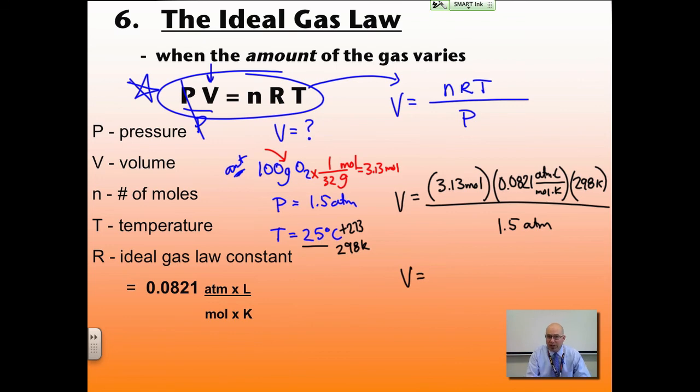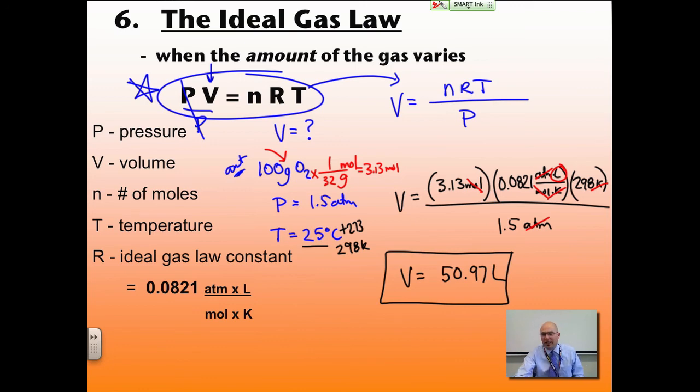Go ahead and multiply those three, divide by 1.5, you get 50.97 liters. Notice that my units are liters because moles canceled. In the ideal gas law constant, it's in the denominator, so it cancels. Kelvin cancels. And because this atmosphere is in the numerator and now in the denominator, we get liters for a unit. So 50.97 liters would be our answer in this example. All right, there's your ideal gas law. You could solve for any of those 4 different variables. I say 4 because the R is a constant.